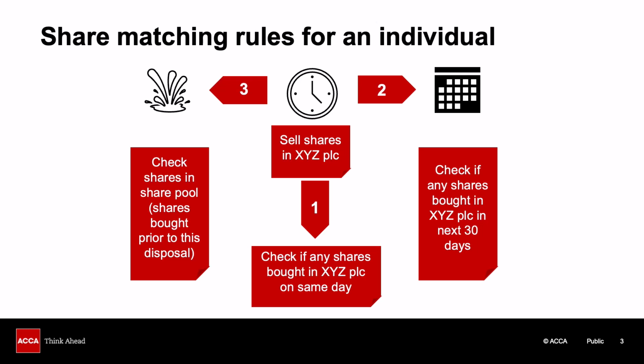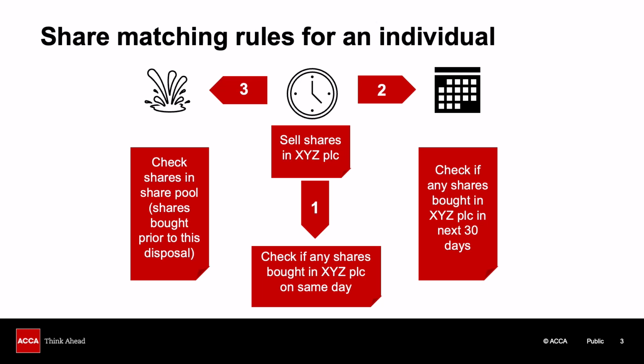We'd need to move on to identification rule number 2, which is to look at the next 30 days after the sale of the shares and see if there are any purchases of shares in that company in that period. If there are, then we're going to match some of our disposed of shares up with those purchased ones in order to get a cost figure.